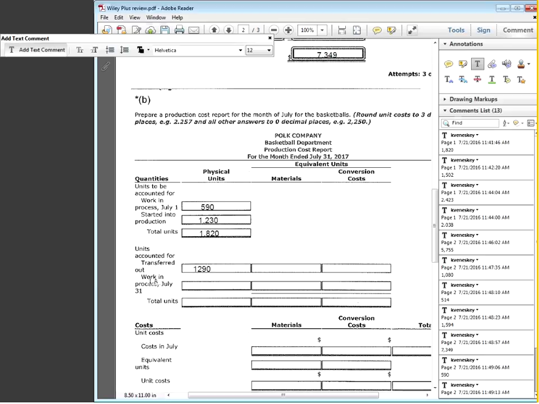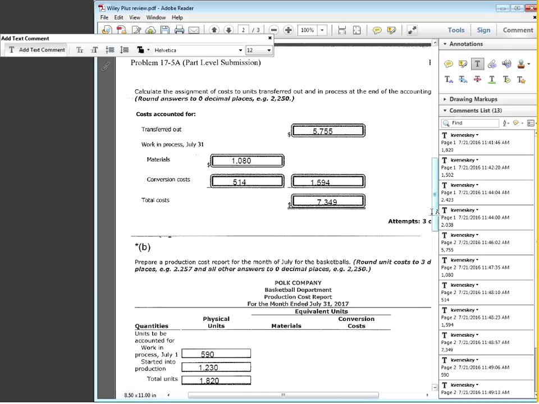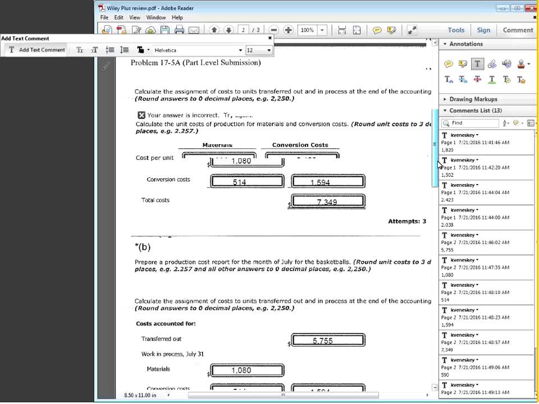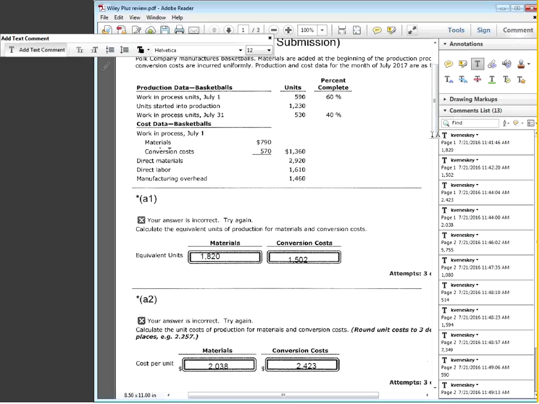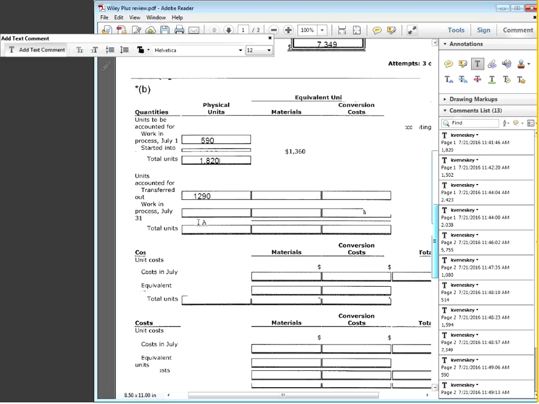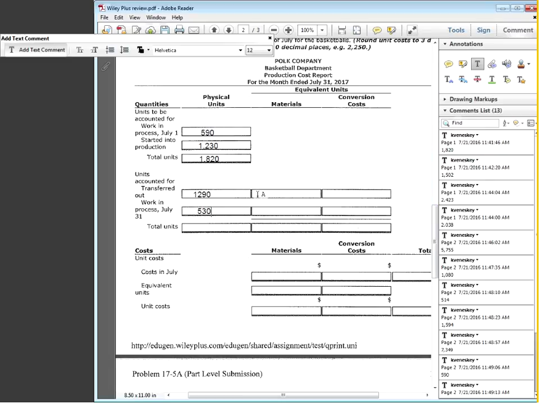Now we're looking at physical units that are in process. And they tell us that as well. They say we have actually 530 items in our ending inventory. And if you add these up, it better be the same. We better be talking about the same number of units each way.